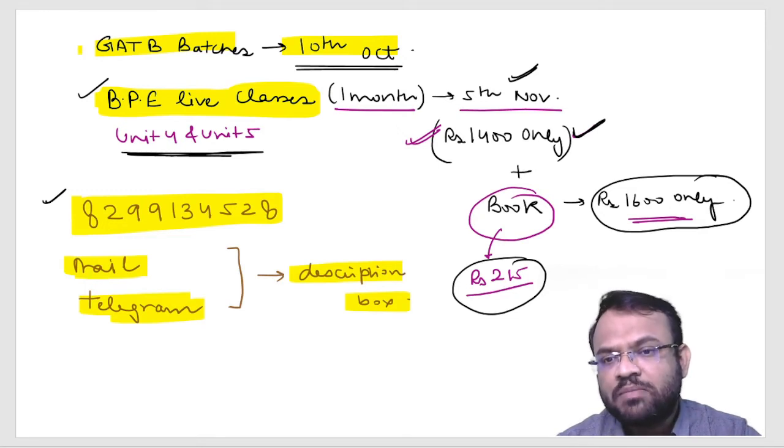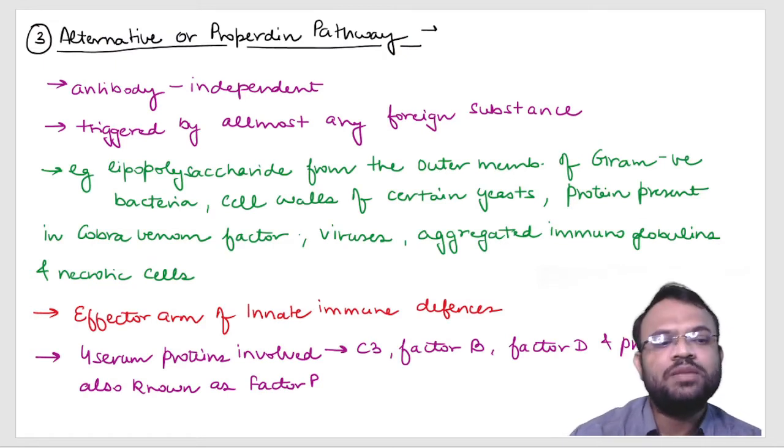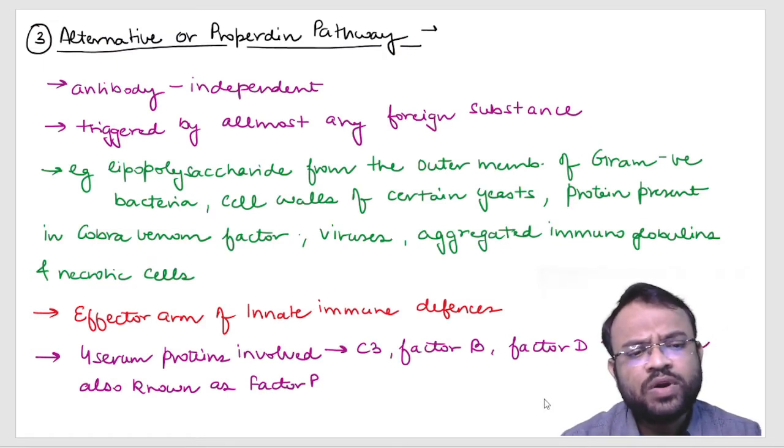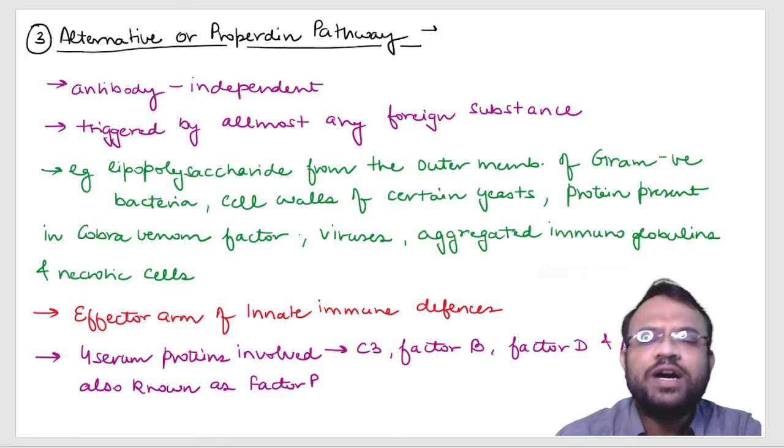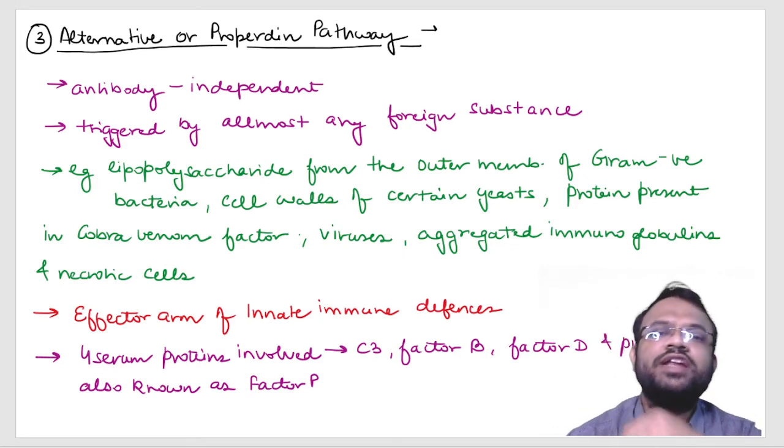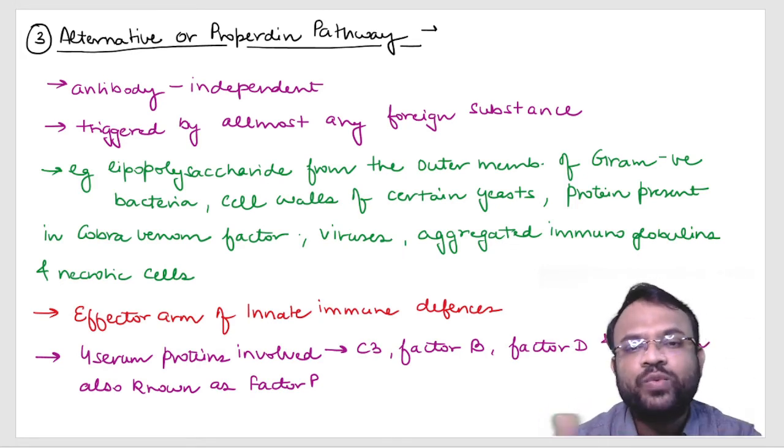Let me come back to the discussion, that is the alternative or properdine pathway. Now what is this alternative or properdine pathway? Let us talk about this. Alternative pathway, what does alternative mean? Alternative means another way around or a different way.